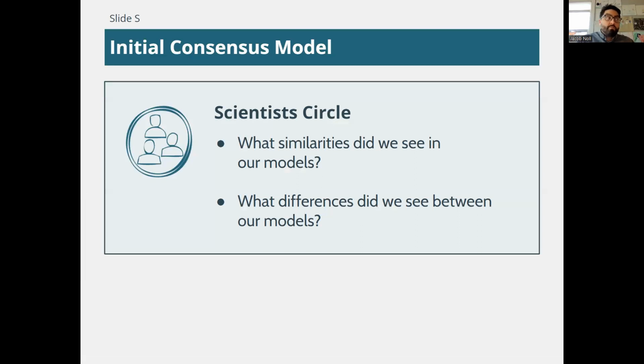Great. Now let's come back. Now, again, I'll pose the same two questions. What was similar and what was different between your initial models and this class consensus model? Let's pause it for a moment for you to write down any thoughts in your notes.